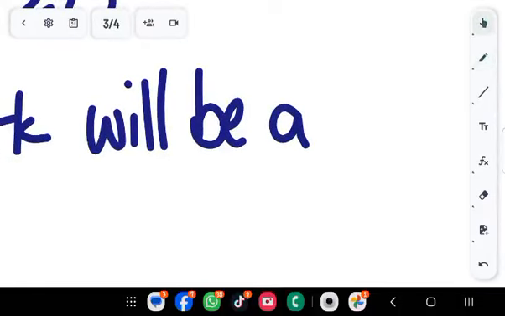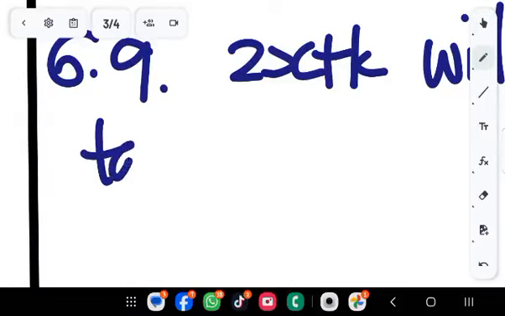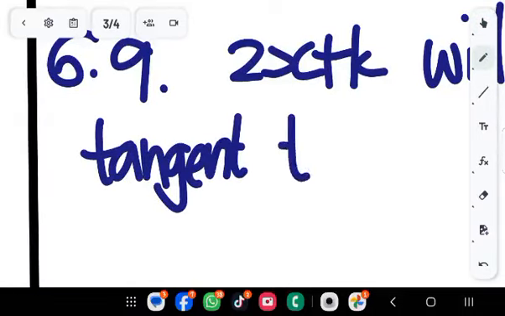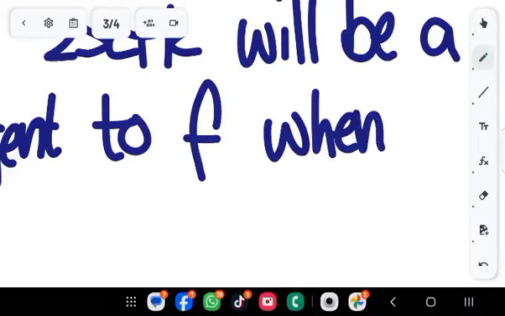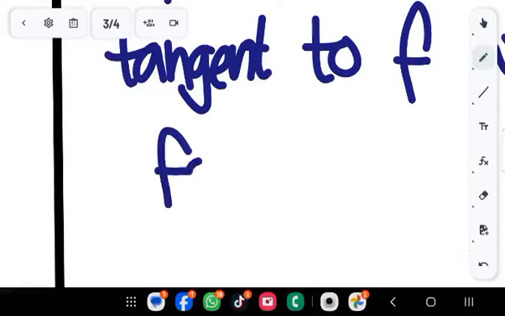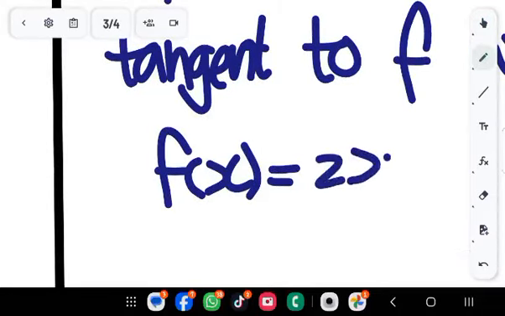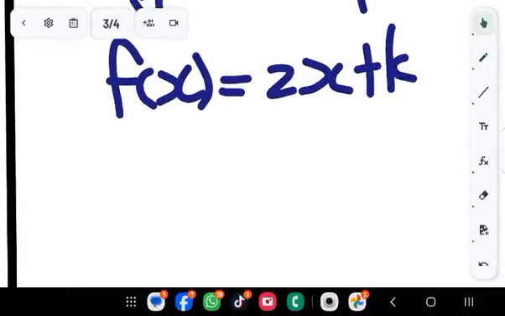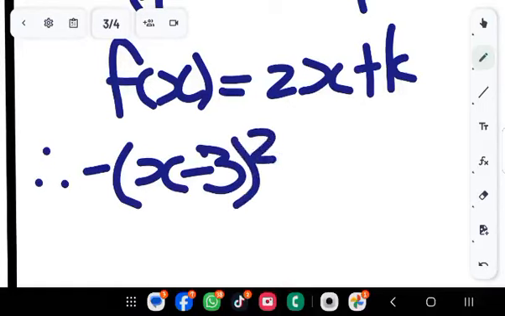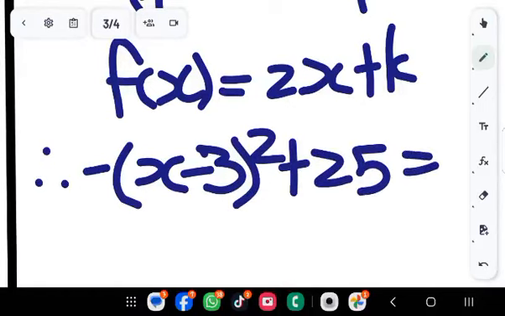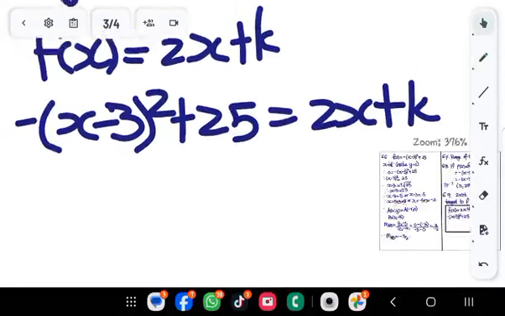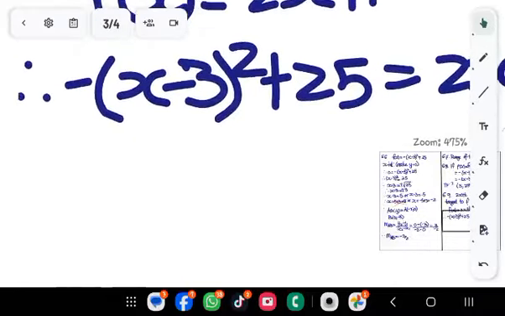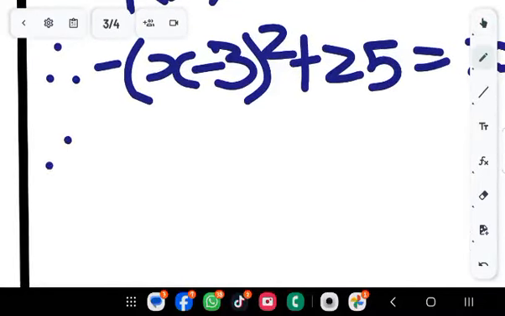Will be a tangent to f when f of x equals 2x plus k. Alright, f of x is negative (x minus 3) all squared plus 25, equal to 2x plus k. They must be equated. Now we'll be able to figure out what the value of k is, and I'll show you exactly how we do that.